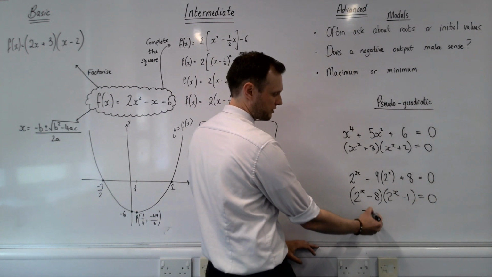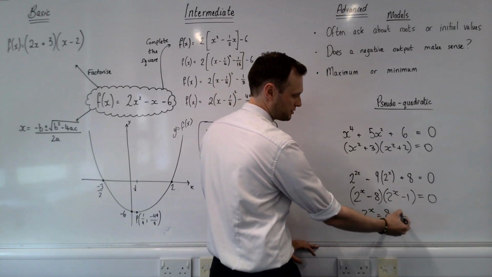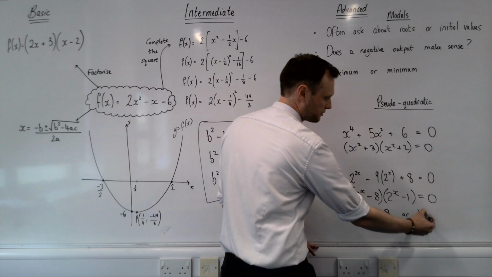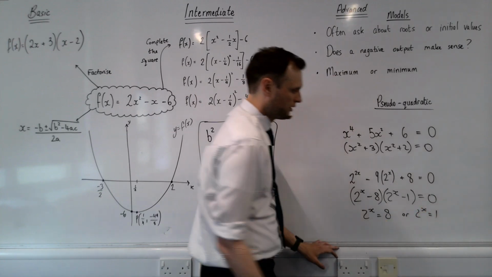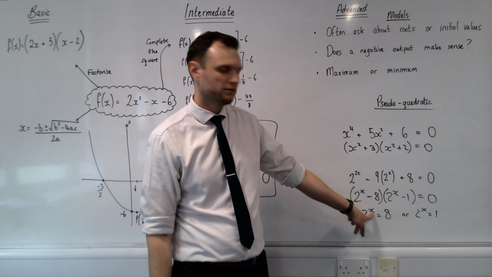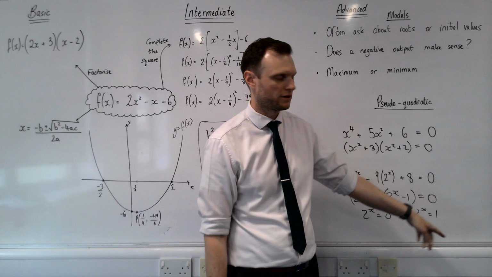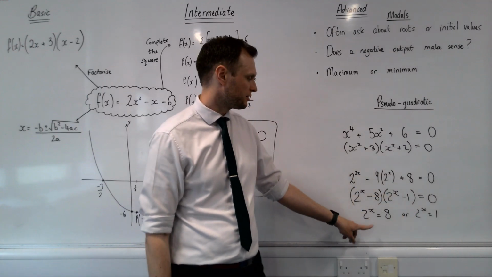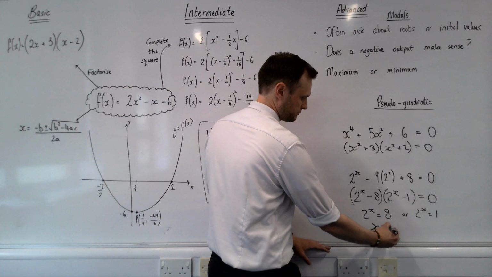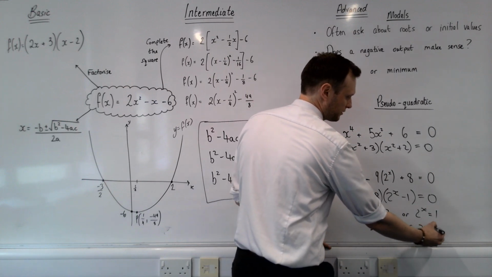And then your values are going to be 2 to the x equals 8 or 2 to the x equals 1. So it would be 2 to the power of 3, so x is 3, and 2 to the power of 0 equals 1, anything to the power of 0 is 1. So your answers there will be x is 3 or x is 0.